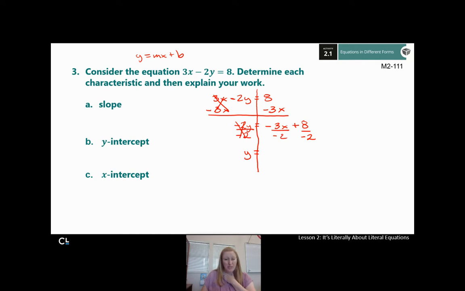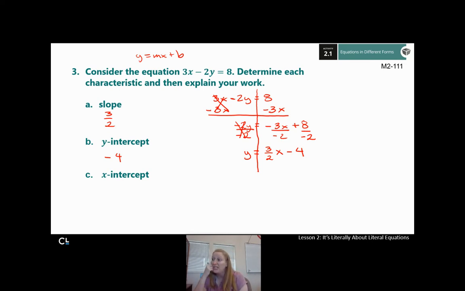So let's just clean it up a little bit. Negative divided by a negative will make that a positive 3/2 x. And I suppose if you wanted to, you could write that as a decimal. But we usually like to have our slopes as fractions. We don't like decimal slopes. We like fractiony slopes. And positive 8 divided by a negative 2 gives us a negative 4. Oh my gosh, that looks so much better. Check it out, because now I know my slope is 3/2. Now I know that my y-intercept is negative 4. Hooray!